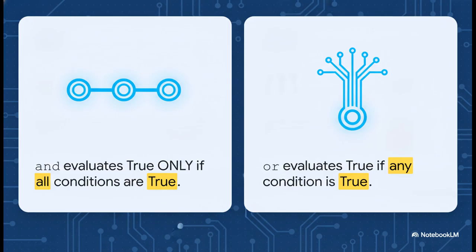The AND operator is strict. It evaluates to true only if all combined conditions are true. Is the user logged in? And is their password correct? And do they have enough funds? If even one of those is false, the whole operation fails.